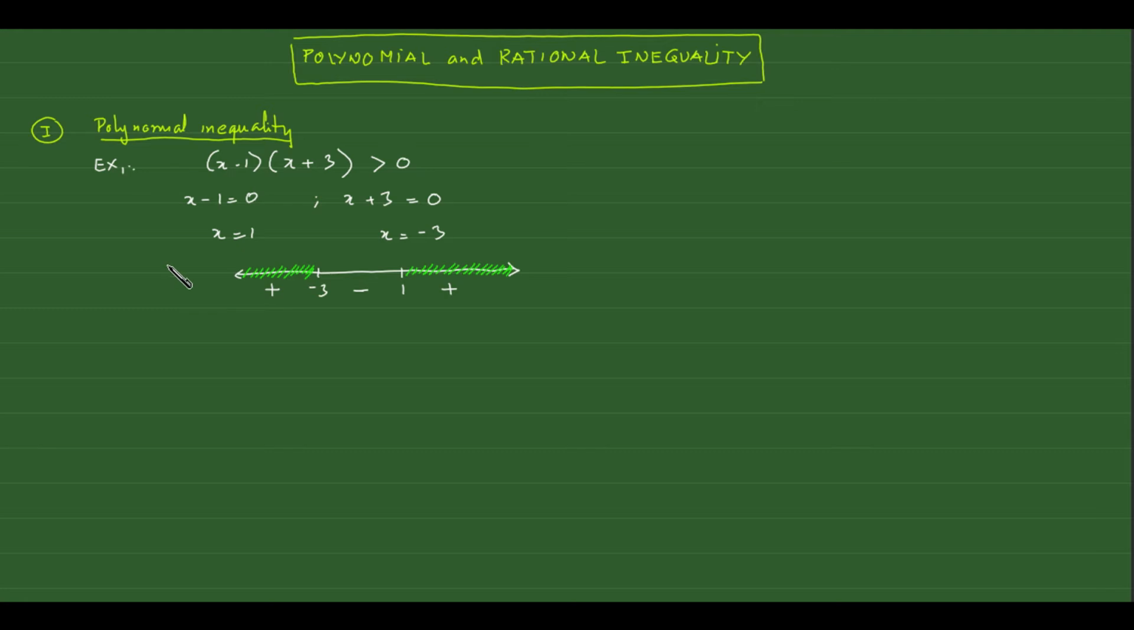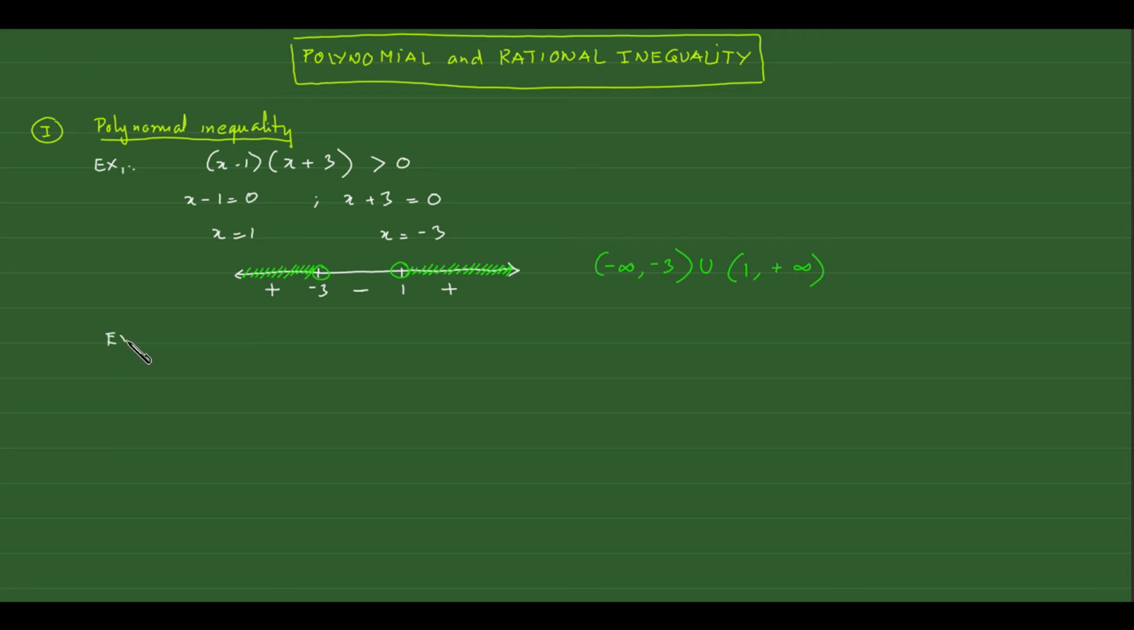Okay, so the final answer will be what? The final answer will be negative infinity to -3 with a parenthesis, because we don't want to take the -3. It's an open circle because there's no equal sign. Union with 1 to positive infinity. Okay, so that is how you solve a polynomial inequality. In this case, this is a quadratic inequality. The answer is interval notation.